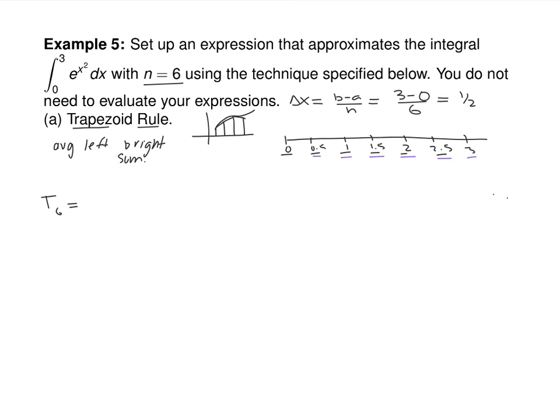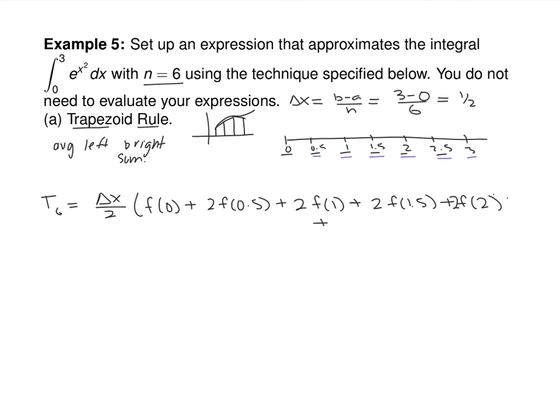Each box will have width delta x. We have a divided by 2 because of the averaging. And then first we plug in 0. Then we actually plug in 0.5 twice, one for the left sum, one for the right sum. Then we plug in 1 twice, same reasoning. Plug in 1.5 twice, plug in 2 twice, plug in 2.5 twice, and then plug in 3 just once for the right sum.